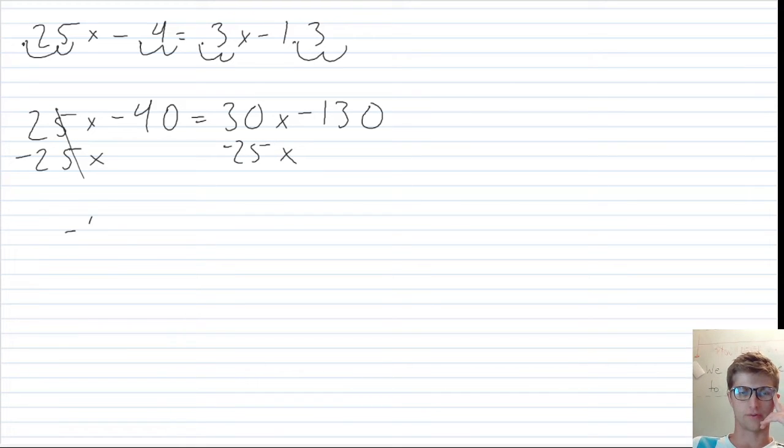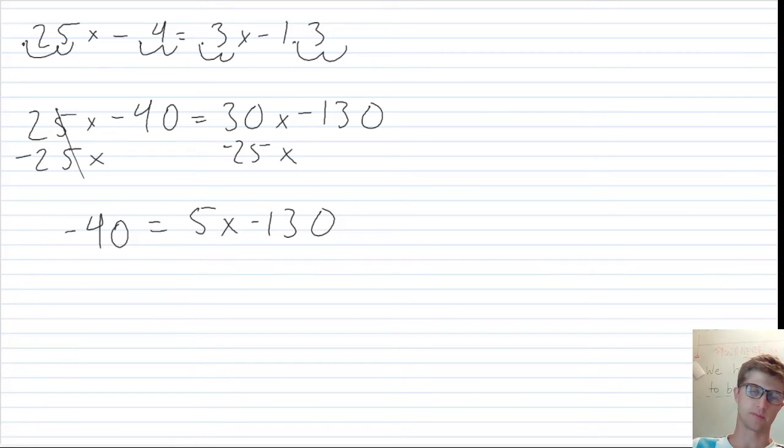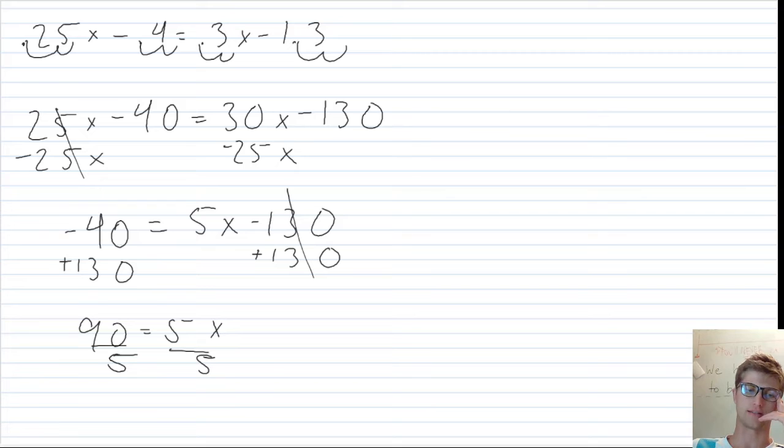These cancel, we're left with negative 40 equals 5x minus 130. How do we get x by itself? What's the opposite of subtraction by 130? Addition by 130. What we do to one side, we'll do to the other. This leaves us with 90 equals 5x. Divide both sides by 5, and x equals something. I'll let you figure it out because I don't feel like it.